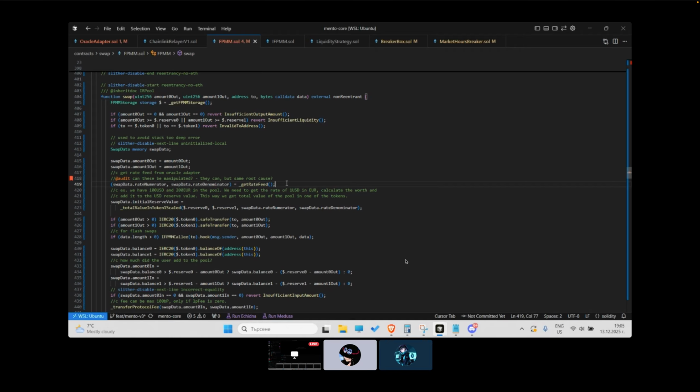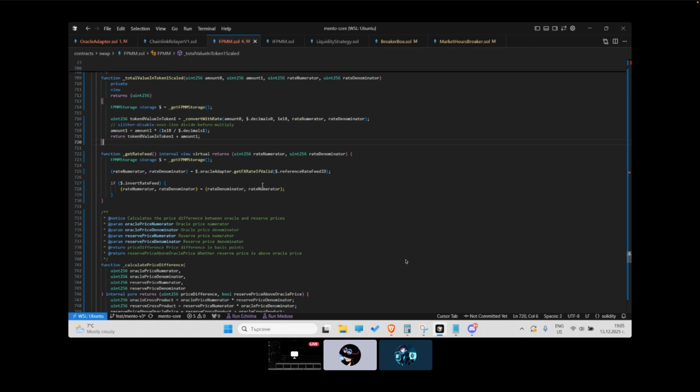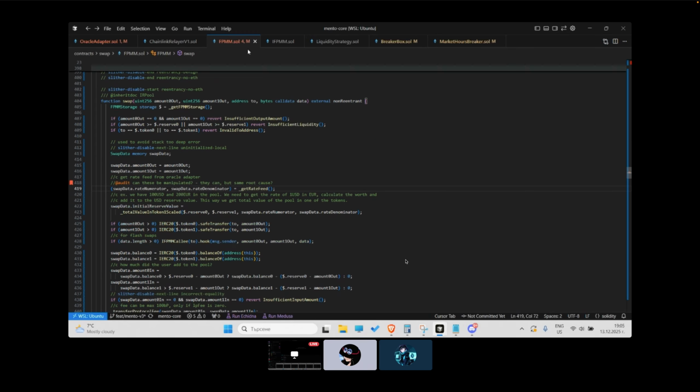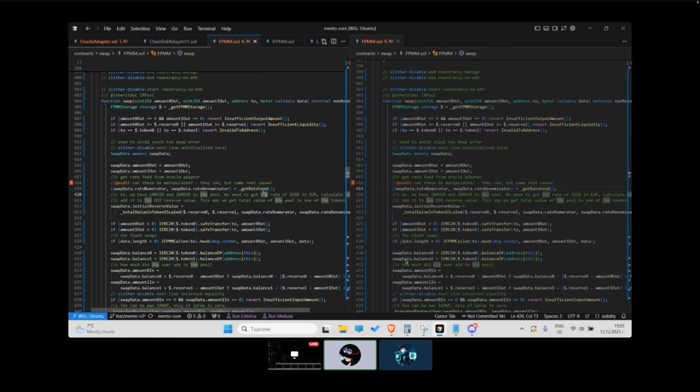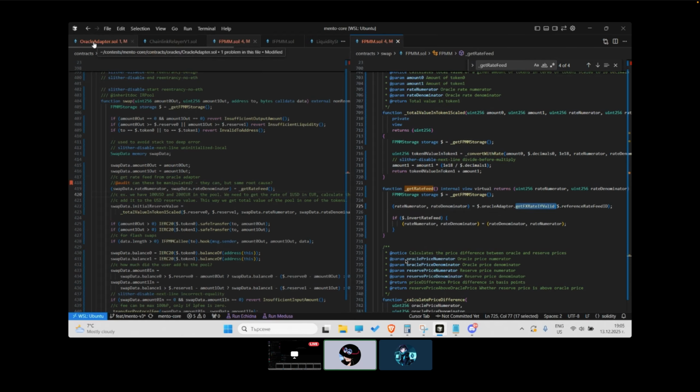So they do this because they use an oracle to fetch the price of the pool instead of just getting the ratio between the two tokens. Okay, splitting the screen would be easier. They get it from this function, which calls the oracle adapter, which we already went through, right?